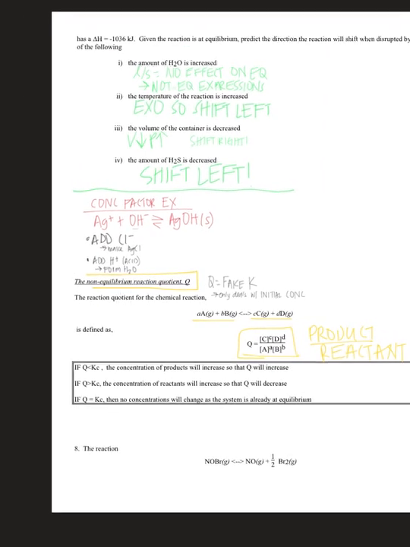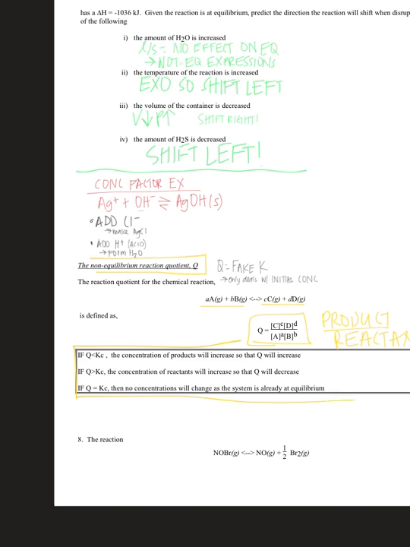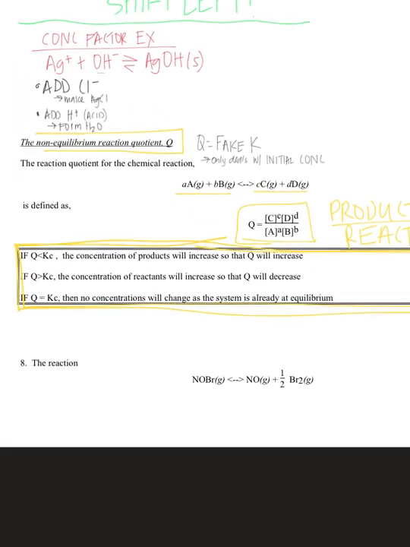Okay, and we have this little table. You do not have to memorize this. I'm going to show you how to kind of rationale your way through it. So it just takes Q, compares it to the K that you'll find, and it'll tell you what will happen. So it's going to tell you what's going to happen to Q. So let's just go ahead and jump in and do an example.